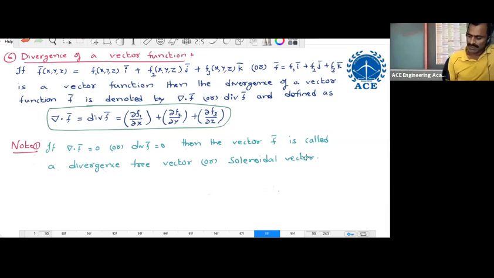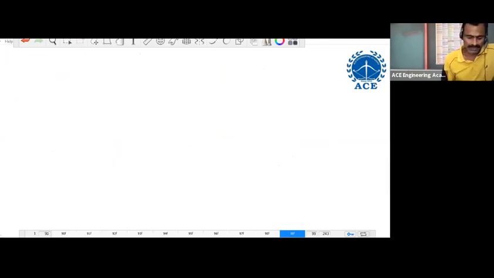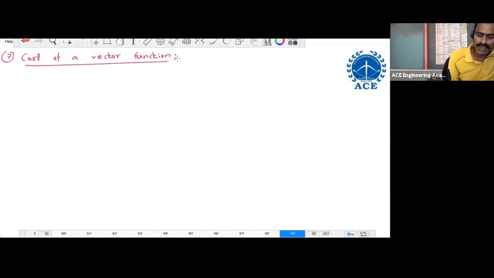Okay, it is about divergence. Next, its continuation, curl, the last quantity. Because in this topic we are going to discuss 3 types of quantities: gradient, divergence, and curl. 2 are completed, and then we read the last one, curl. Curl of a vector function.